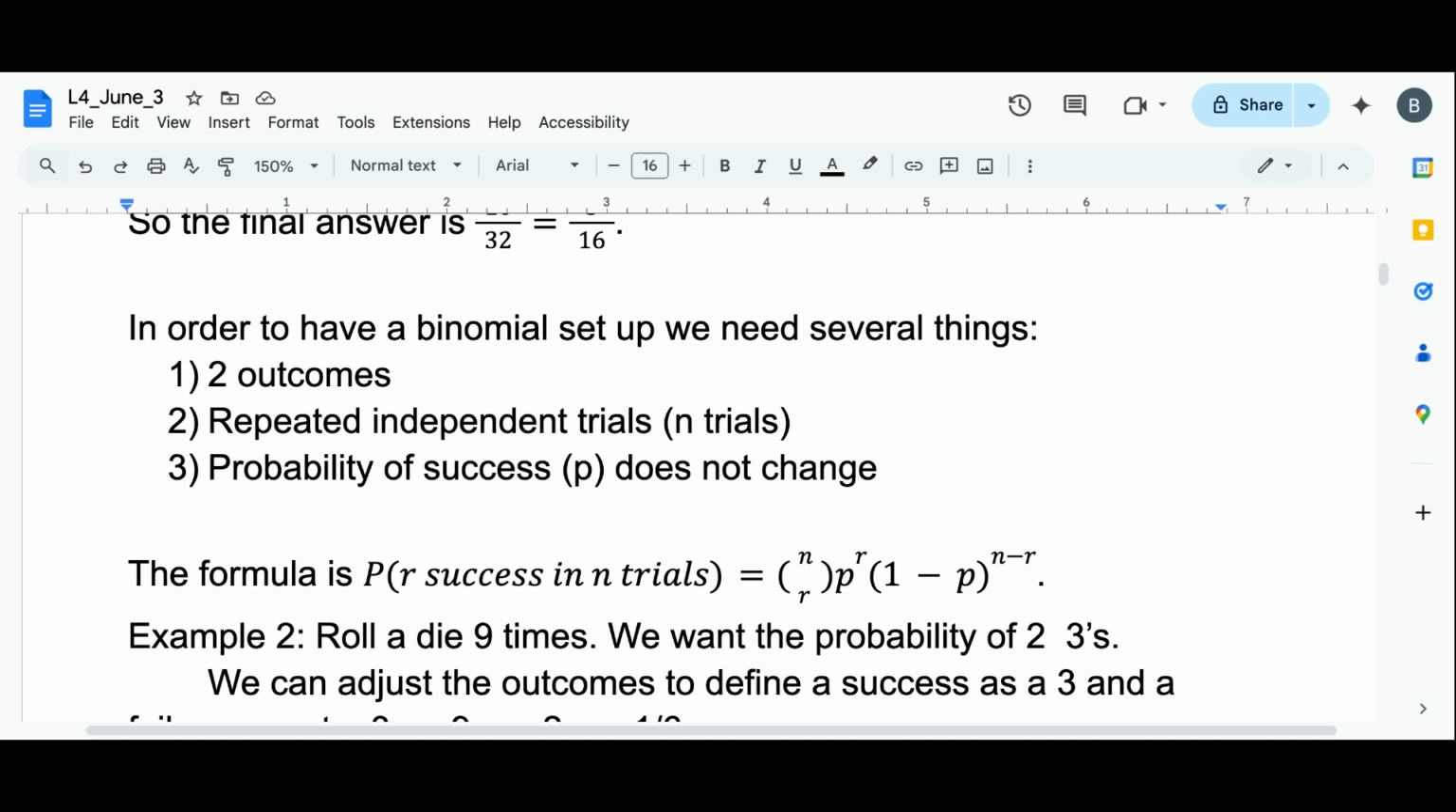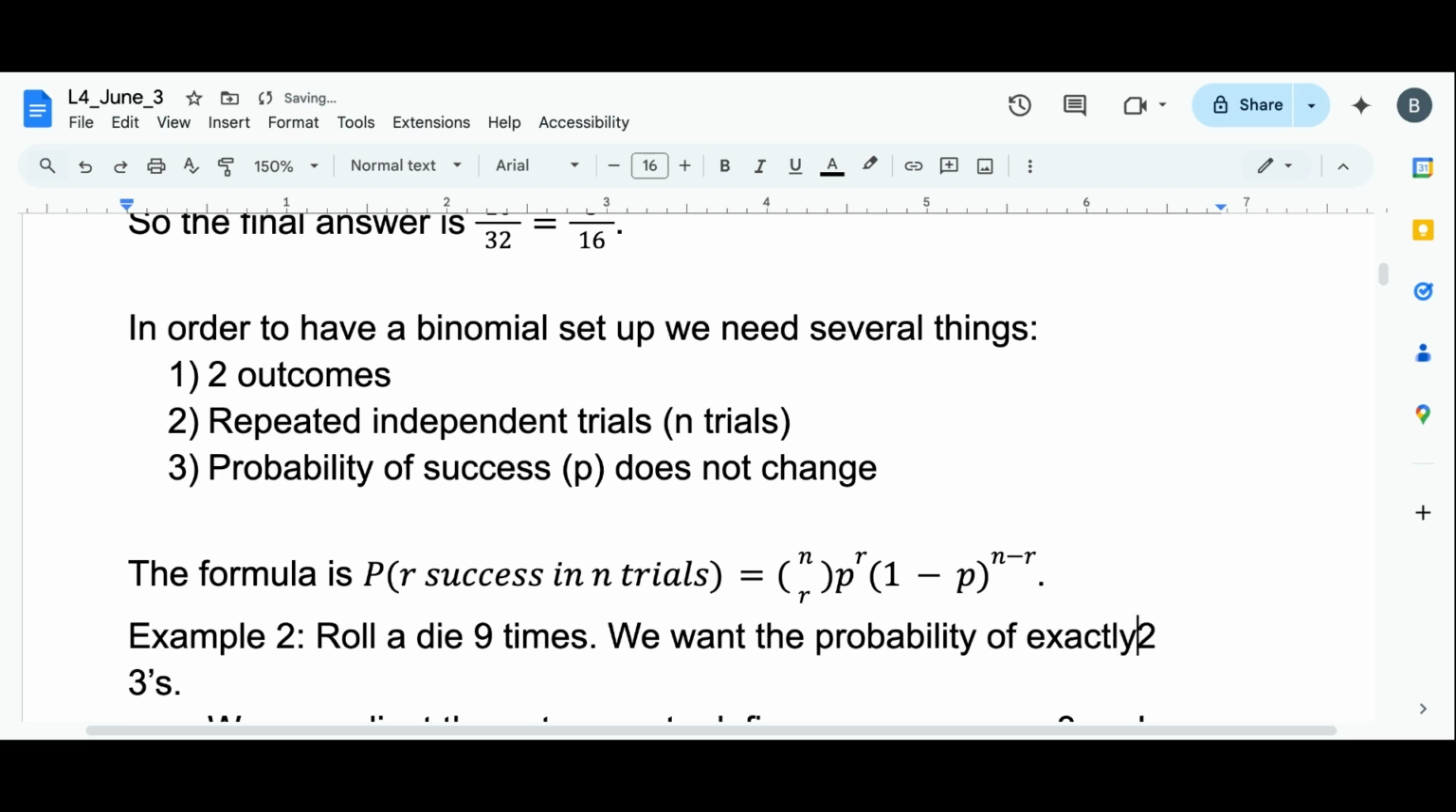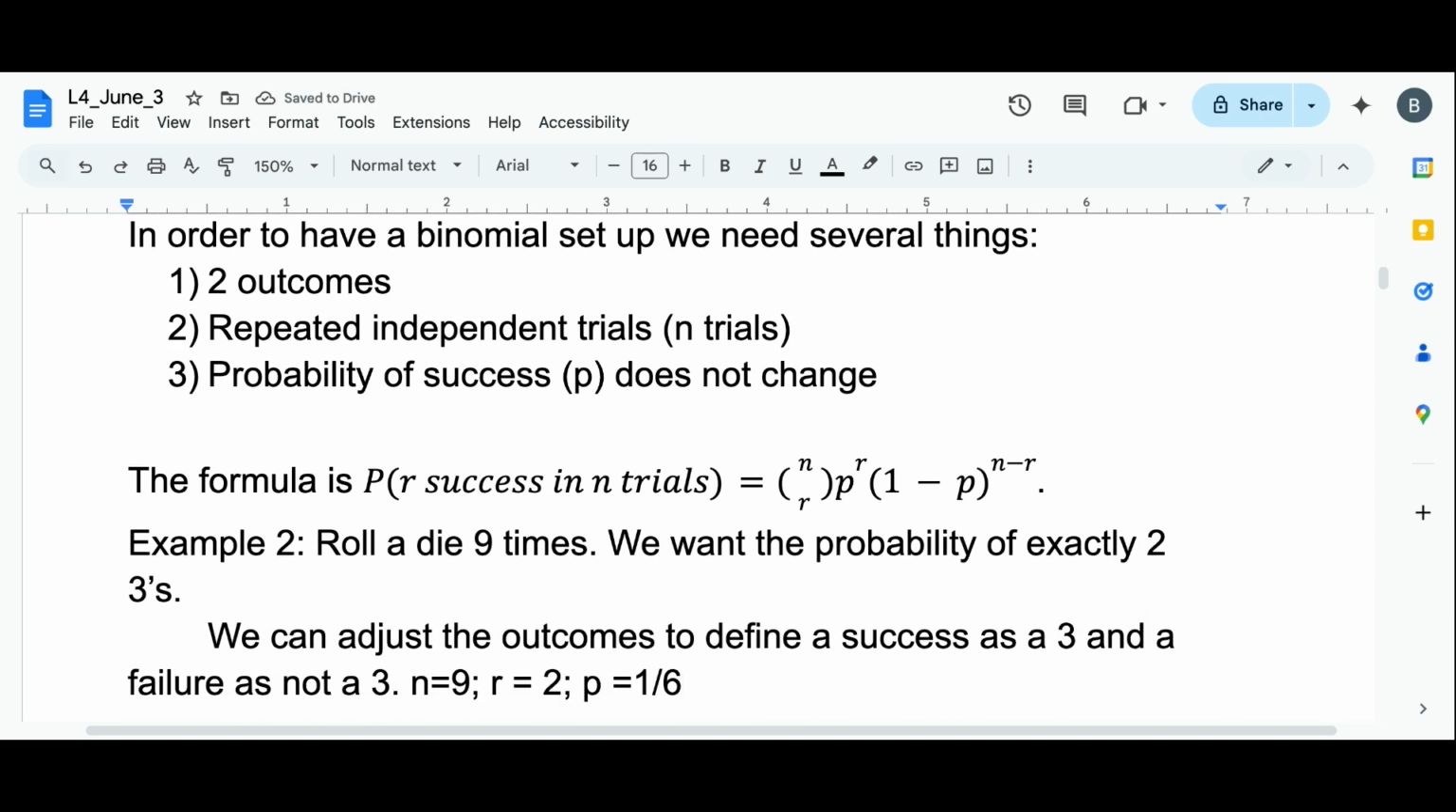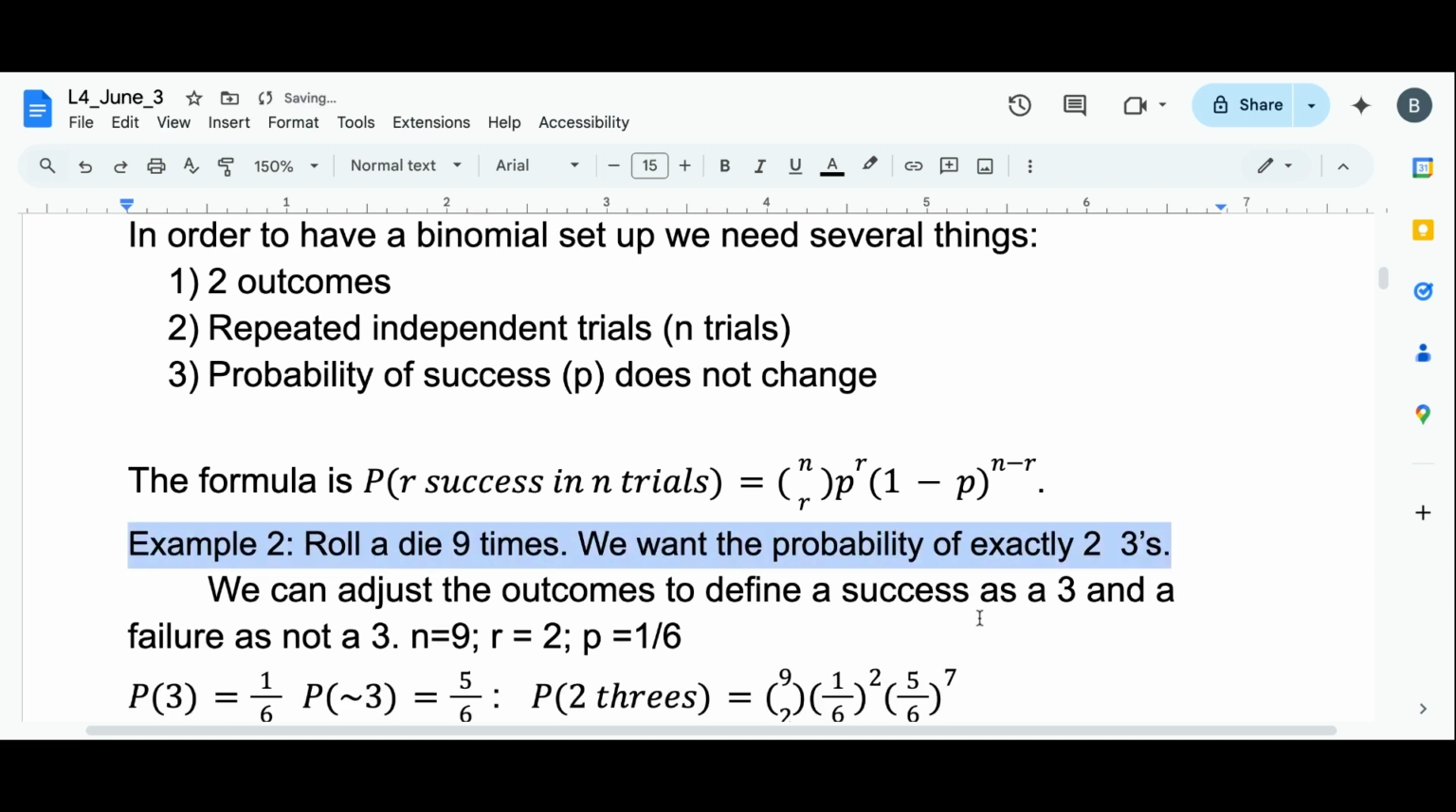So if you roll a die 9 times, and we want to find the probability of getting exactly 2 threes. Exactly 2 threes. So when you roll a single die, there are 6 outcomes, but we can make an adjustment of viewpoint to turn this into 2 outcomes. We view 3 as one outcome and then the complement, everything else, as the second outcome.